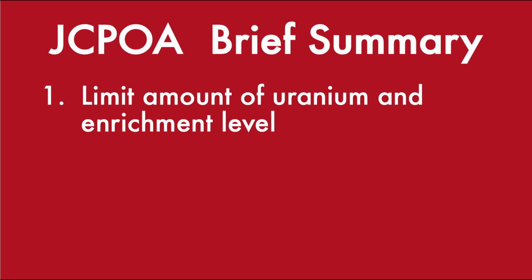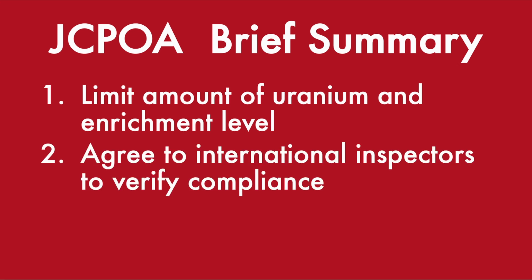First, it limited Iran to 300 kilograms of uranium and limited its enrichment to 4%, high enough for nuclear power plants, but useless for weapons. Spent fuel was also to be shipped out of the country so it couldn't be used in breeder reactors. Second, Iran also agreed to inspectors that would verify the amount of uranium it had and its enrichment level.